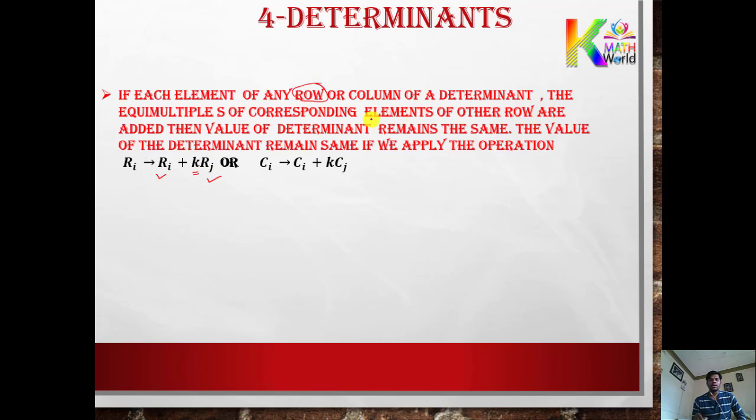Then what is given here? Equimultiples of the corresponding elements of the other row are added in which row? The ith row. Then the value of the determinant remains the same.